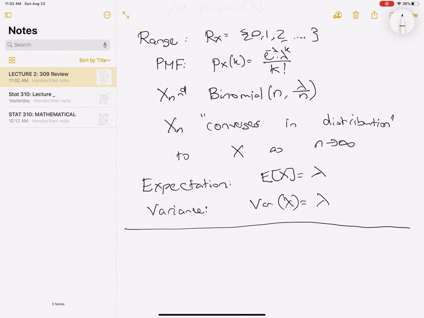Okay, so I think now is a good time to take a short break, and we'll return with continuous random variables after the break.